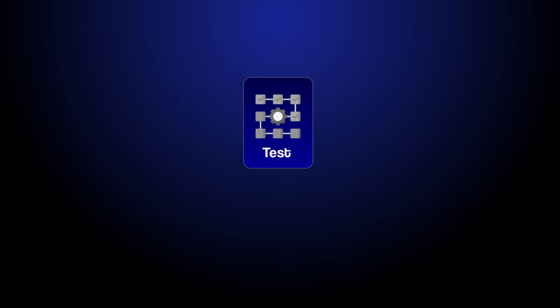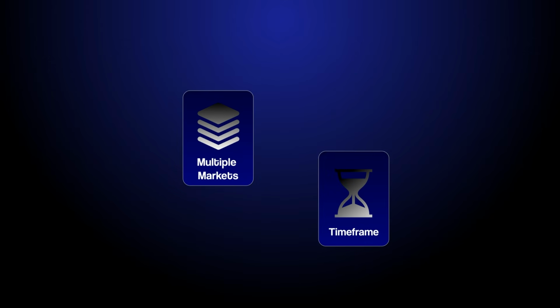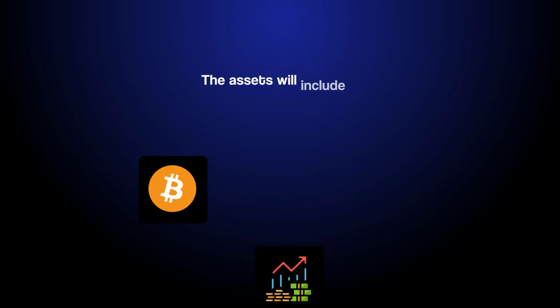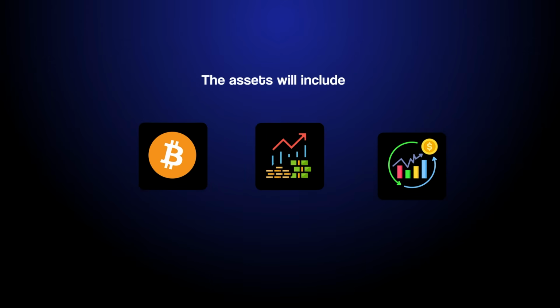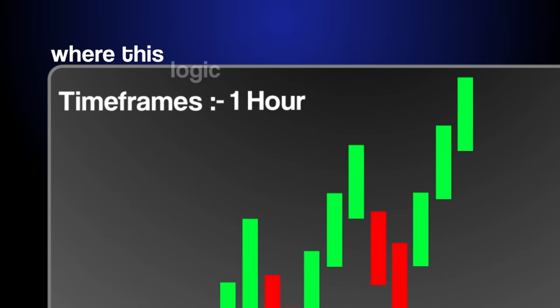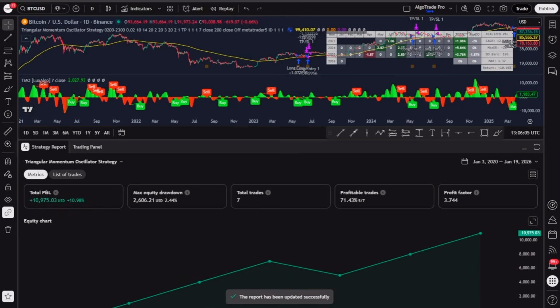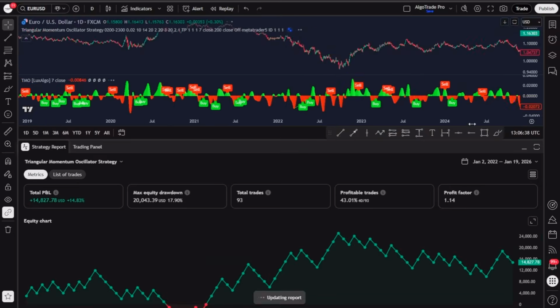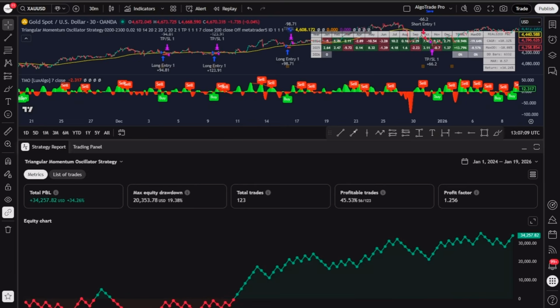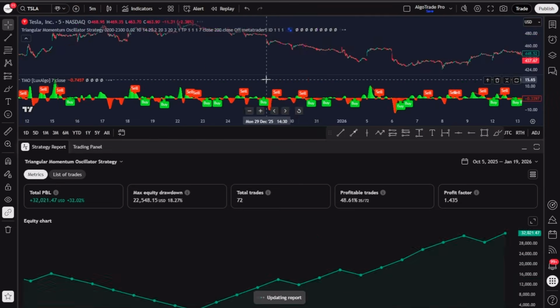Now let's talk about the test itself. We'll cover a full 3-year period across multiple markets and multiple time frames. The assets will include crypto, stocks and forex, and we'll test everything on lower and higher time frames to see where this logic actually holds up. So now I'm going to run all of these tests, export the results, and then we'll analyze them together. I will get back to you in a few seconds.